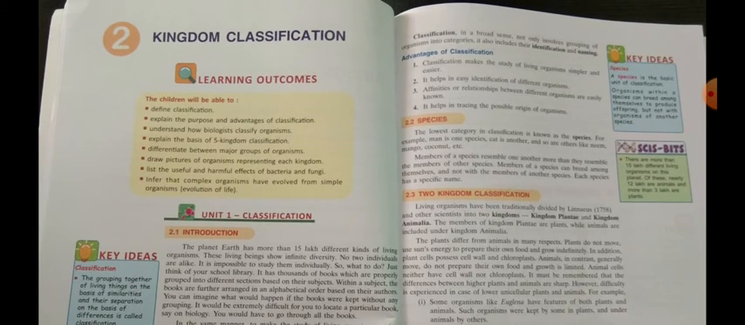Hello students. Today in the second chapter of biology, we are going to study about kingdom classification. What do you mean by classification? Classification is the grouping together of living things on the basis of similarities and their separation on the basis of differences.